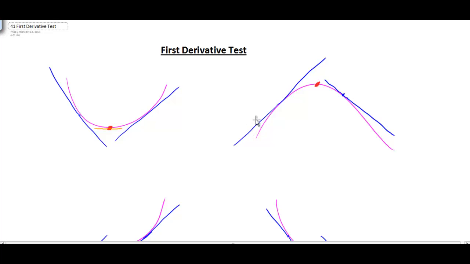Our graph is increasing, so our slope is positive, so that means our first derivative is positive. And then here at the critical number, our graph does change direction, because if we pick the slope of any tangent line to the right, it's going to have a negative slope, or the derivative is going to be negative.